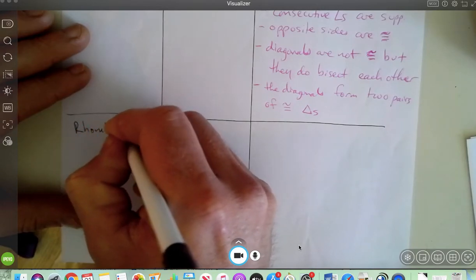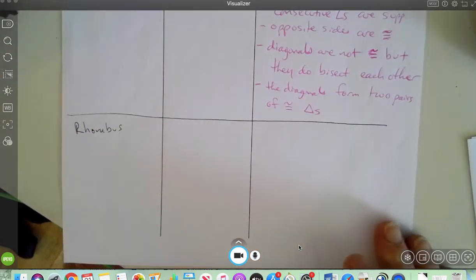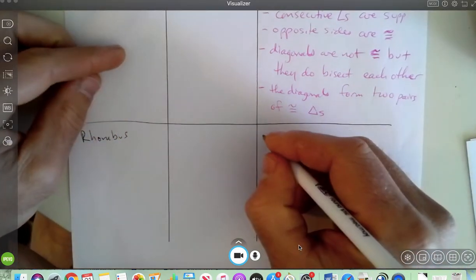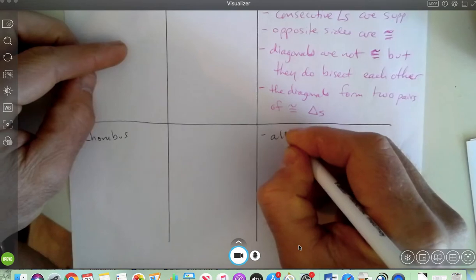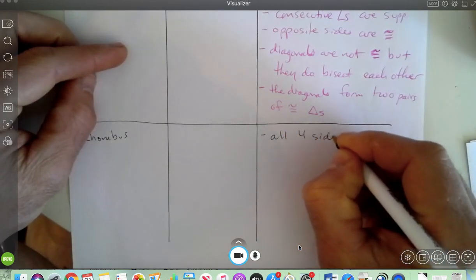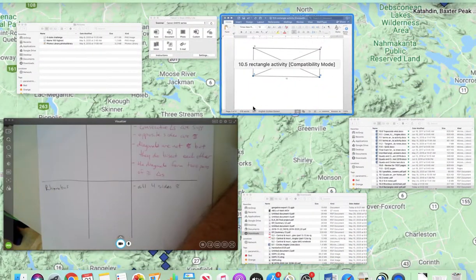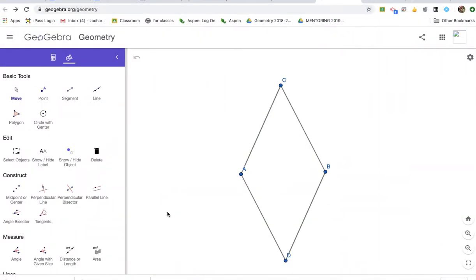The definition of a rhombus, in case you don't remember from years past, is that all four sides are congruent. So that's what makes a rhombus, that all four sides are congruent. Let's take a look at some of the properties here.